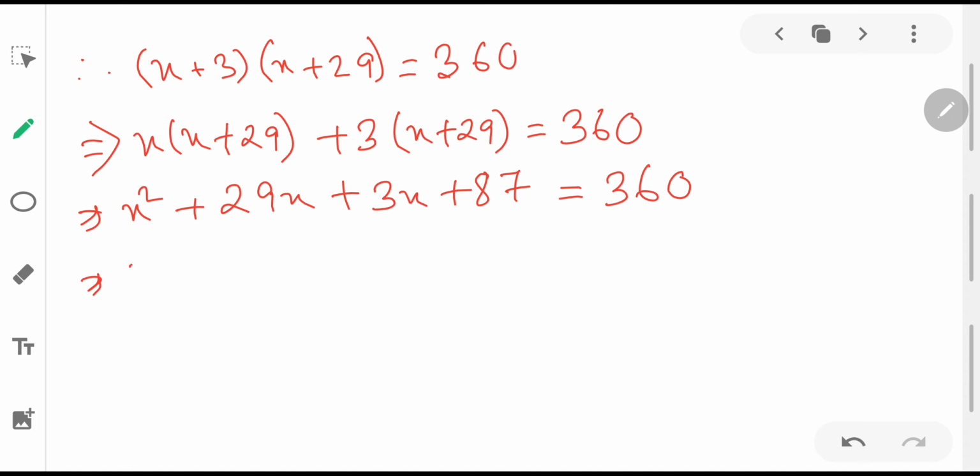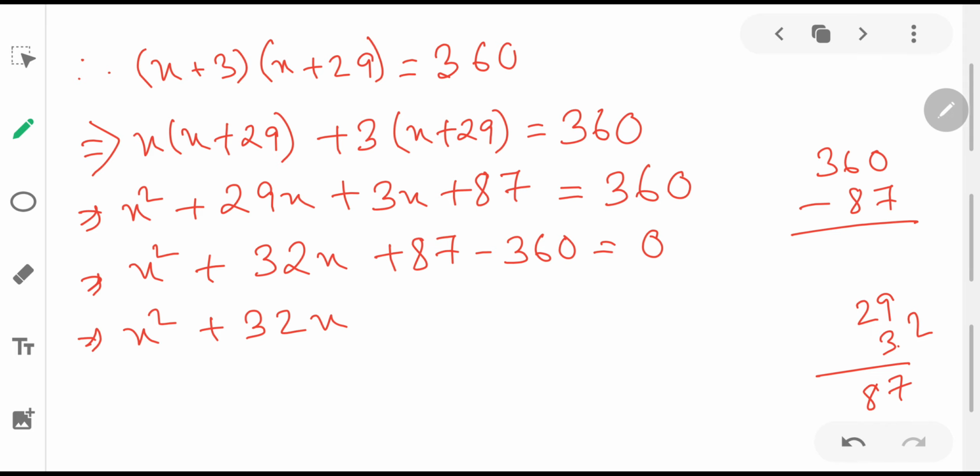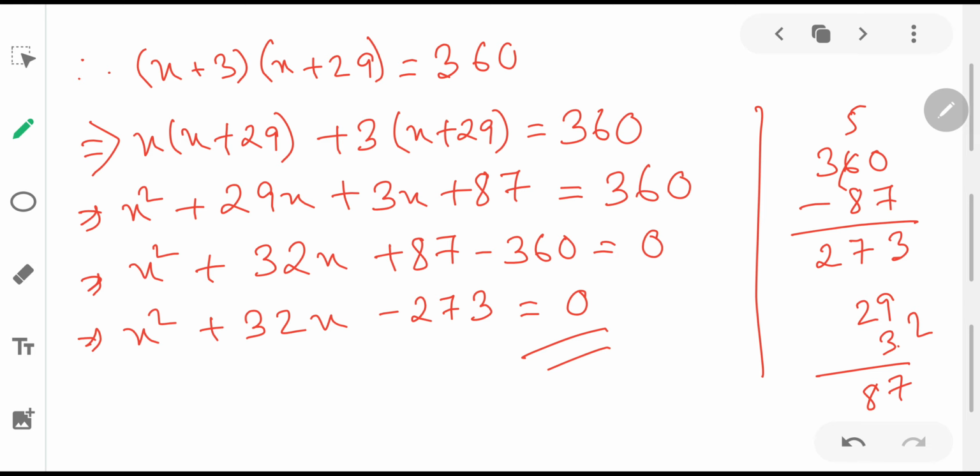Now, bring everything towards the left hand side. x square plus 29 plus 3, it is 32x plus 87 minus 360 equals 0. So, what we will get? x square plus 32x. So, we need to subtract it. 360 minus 87, what we will get? So, let us do this one. 29 into 3, 6 plus 2, yeah, it is correct. So, it is 273. x square plus 32x minus 273 equals 0. Okay. So, this is the standard form. This is that we have converted it into the standard form of a quadratic equation.